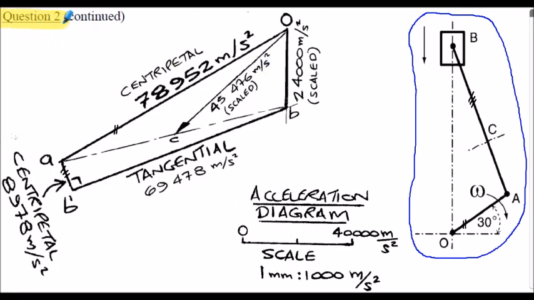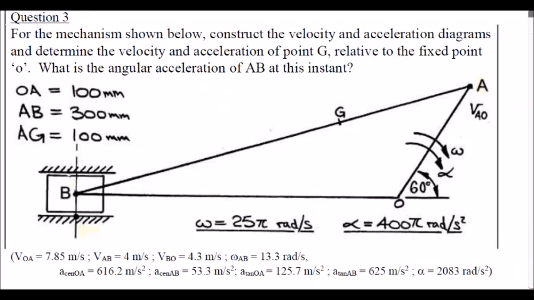Question 2 continued. Here's the acceleration diagram from the previous presentation, and we now have to calculate these scaled values using the appropriate analytical methods. And finally question 3. A slider crank mechanism here, but the crank OA has an angular acceleration as well as an angular velocity. In the previous questions, the crank was always rotating at constant angular velocity. In this particular case, we're actually given an angular acceleration here. Again, the answers are shown in the bracket here.